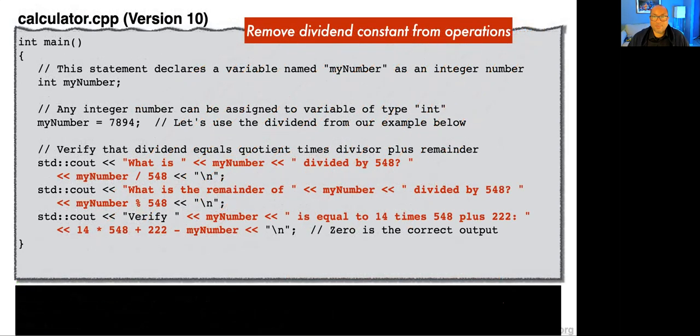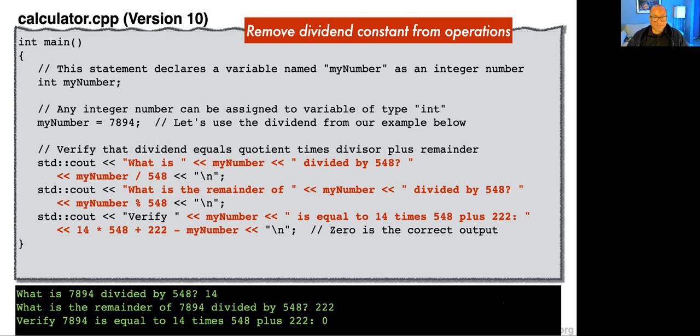First thing I'm going to do is try to remove the dividend from all of our operations. Anywhere I saw 7,894, I'm going to replace that with my number. And I'm going to make sure that I stream that out. In this case, I have to break up my long string and insert my number where 7,894 was. I have to make sure that I adjust for that the right way when I'm printing to the standard output. But if I do this, I've removed all instances of 7,894, except for my initial assignment, and I still get the same correct answer.